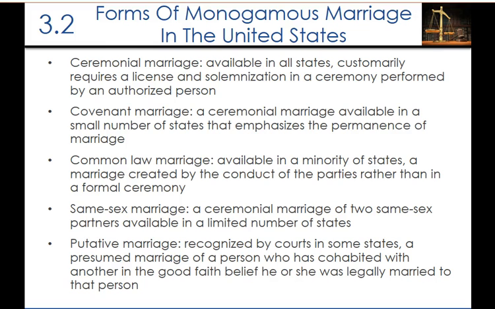Distinguish among different types of marriages. So there's a ceremonial marriage, available in all states, which customarily requires a license and solemnization in a ceremony performed by an authorized person. A covenant marriage, a ceremonial marriage available in a small number of states that emphasizes the permanence of marriage. A common law marriage, available in a minority of states, a marriage created by the conduct of the parties rather than in a formal ceremony.